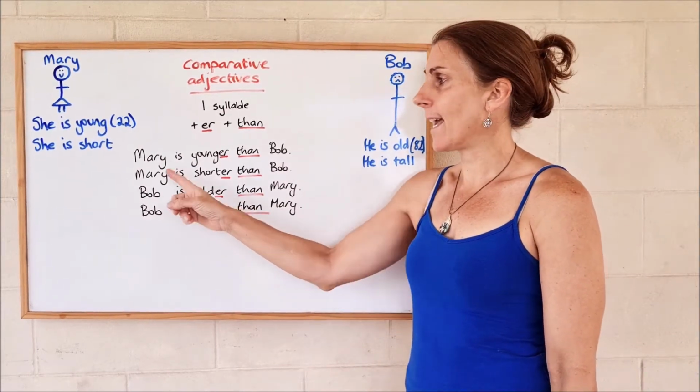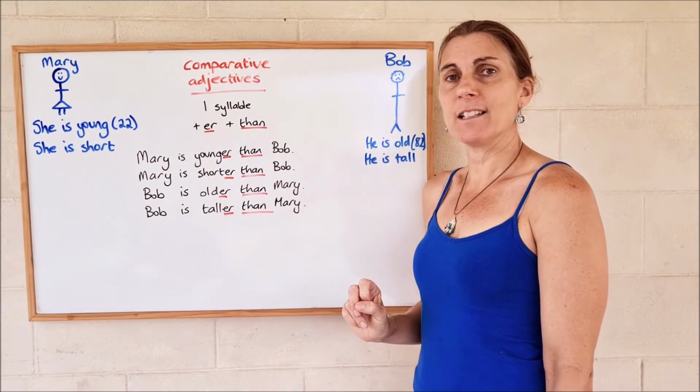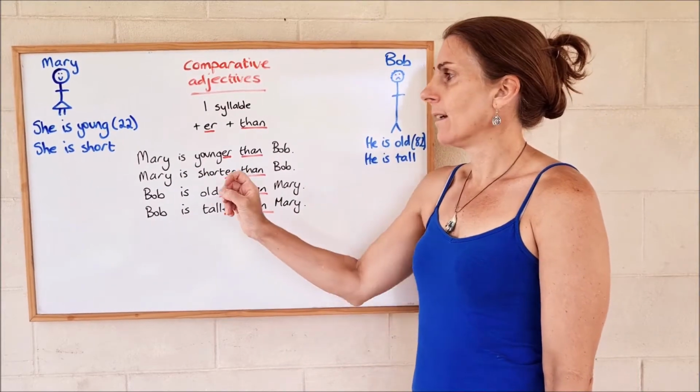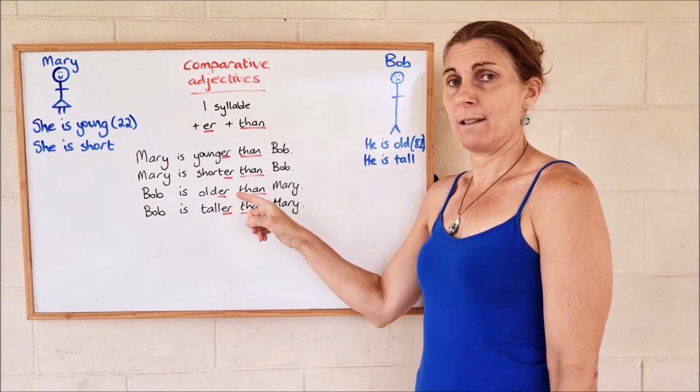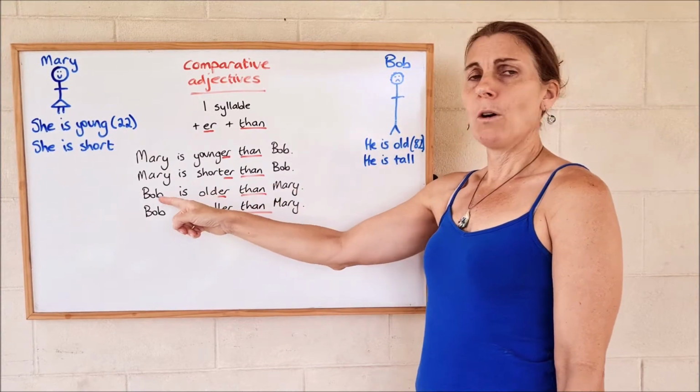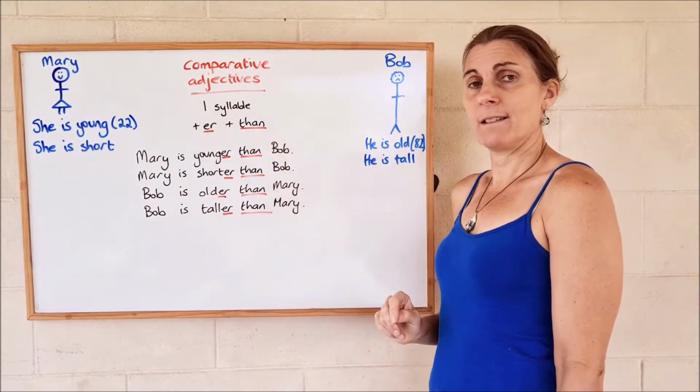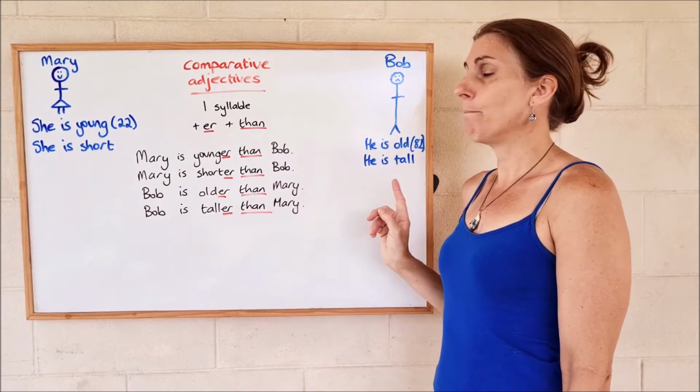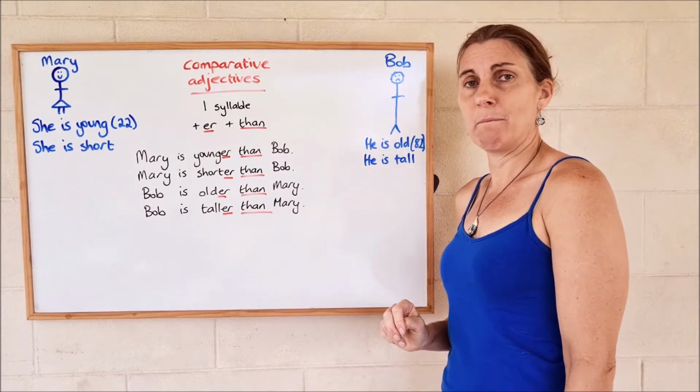So we can say Mary is younger than Bob. Mary is shorter than Bob. Bob is older than Mary. And Bob is taller than Mary.